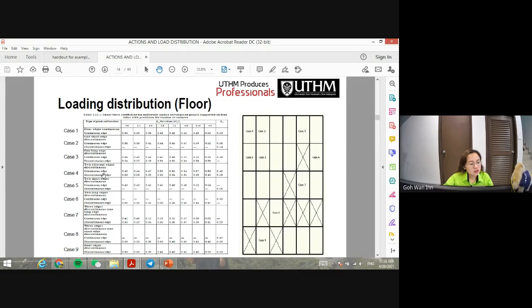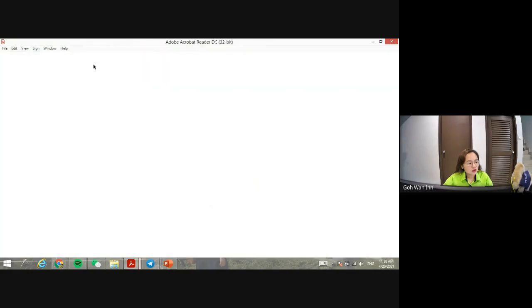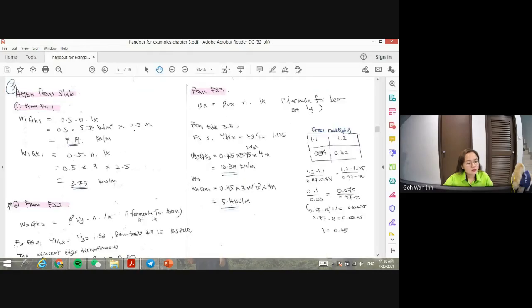So we are using the continuous edges, because we are used for the edge that is continuous with the other slab. So it is in between 1.1 and 1.2, so it's 0.44 and 0.47. So you use the cross multiply method, you calculate it, you do your own revision.